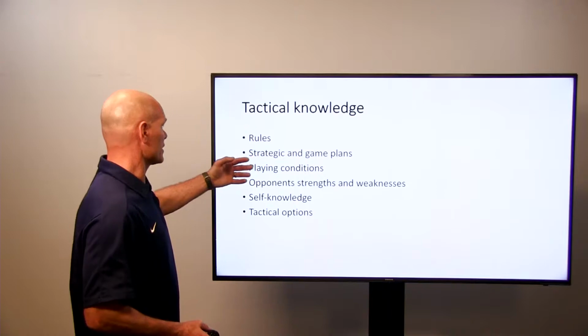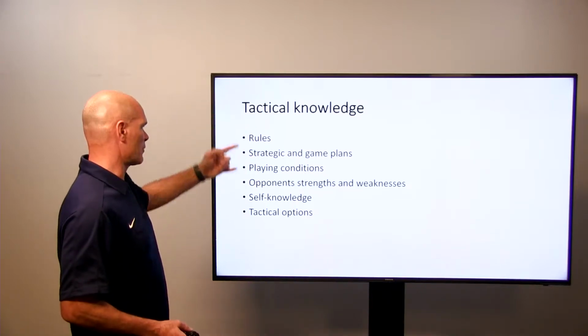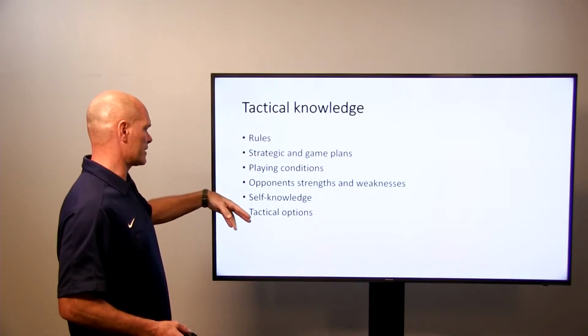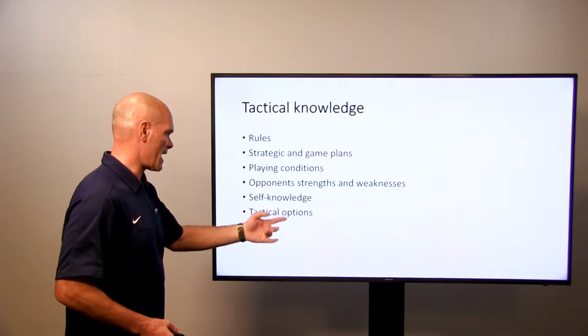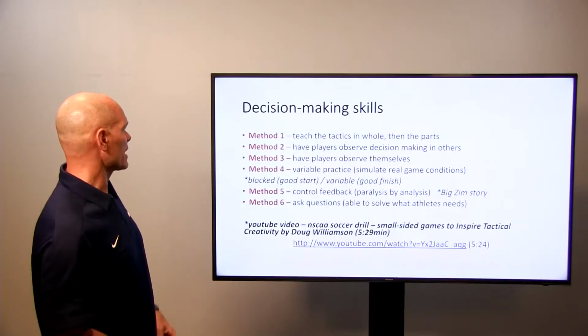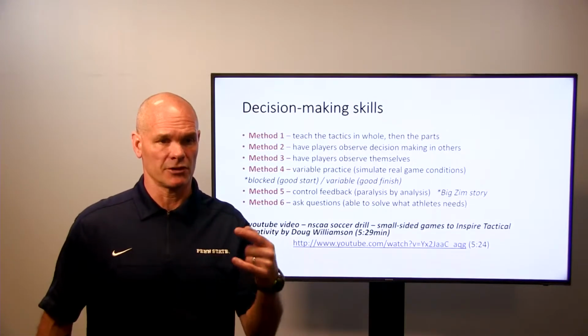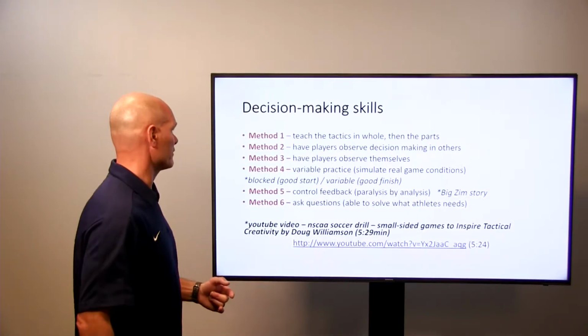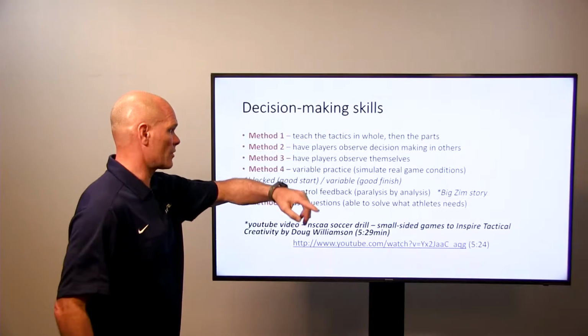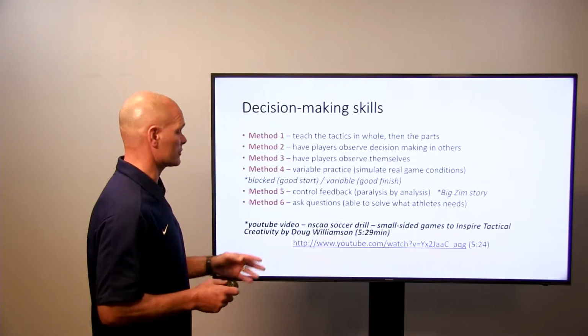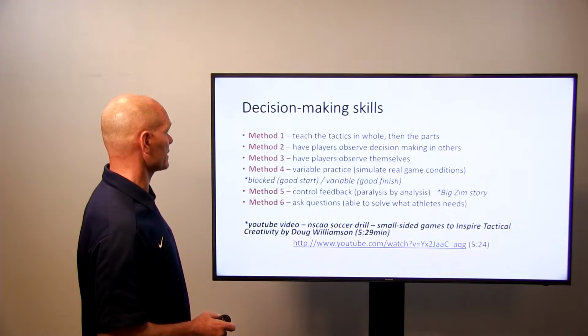So technical knowledge here, when we're talking about the sport, includes rules, strategy, playing conditions, self-knowledge, and tactical options. What we're talking about here is really the decision making that your athletes need to be able to do when they're in a competitive environment. So one, teach the tactics as a whole, then break it into the parts.